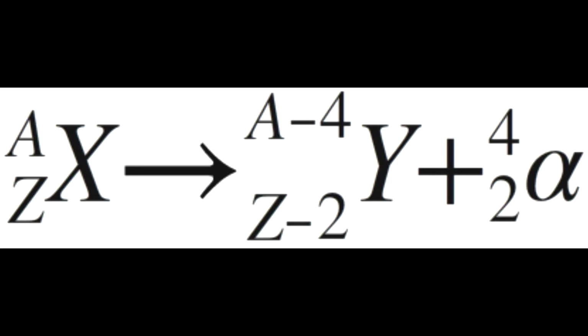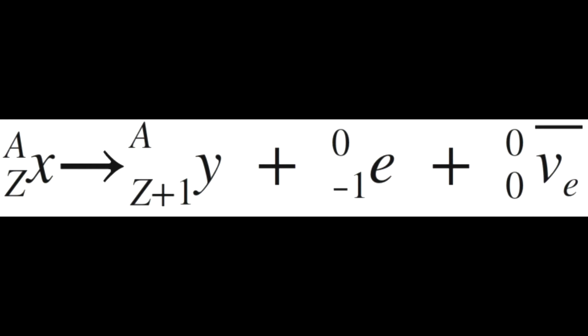Alpha decay occurs with very large nuclei. The nucleon number decreases by 4, and the proton number decreases by 2 in this decay, and it releases an alpha particle of nucleon number 4 and a proton number of 2.